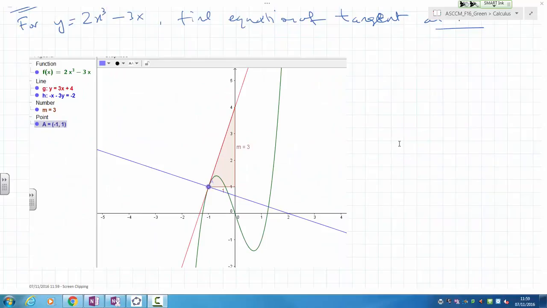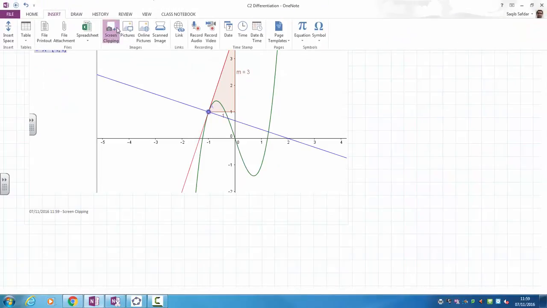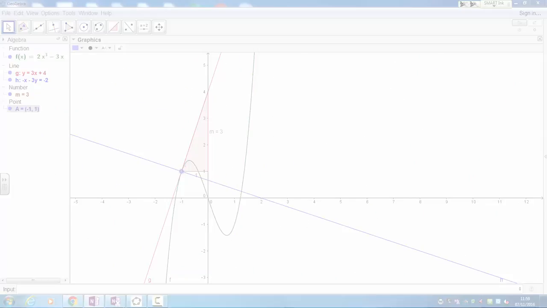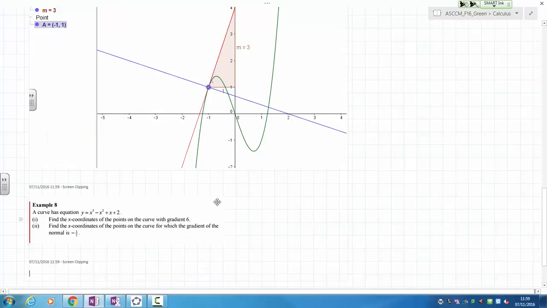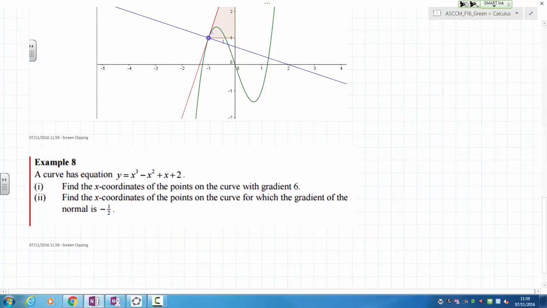Alright, so from here we can see what we should have got for the tangent, which is the red line: y equals 3x plus 4 when x equals minus 1. And we can also work out the equation of the normal as so. Okay, what I'd like you to do is have a go at this question here now and see what you make of it. I'll give you a couple of minutes and I'll put up the answers just so you can check whether you're on the right lines. Off you go.